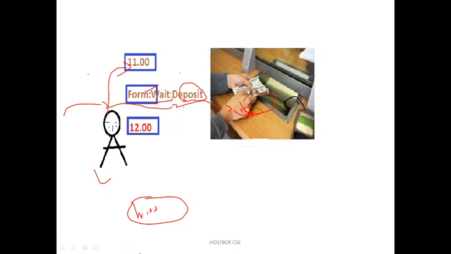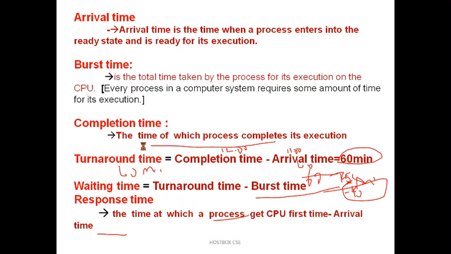Understand the purpose I'm saying. I communicate and he responds immediately. After that only I can go for the queue, take the form, fill in the details like bank account number and amount. After that I stand in the queue and deposit. After completing everything I come out of the bank around 12 o'clock. So these are very important points. Arrival time is when I start the process in the CPU.